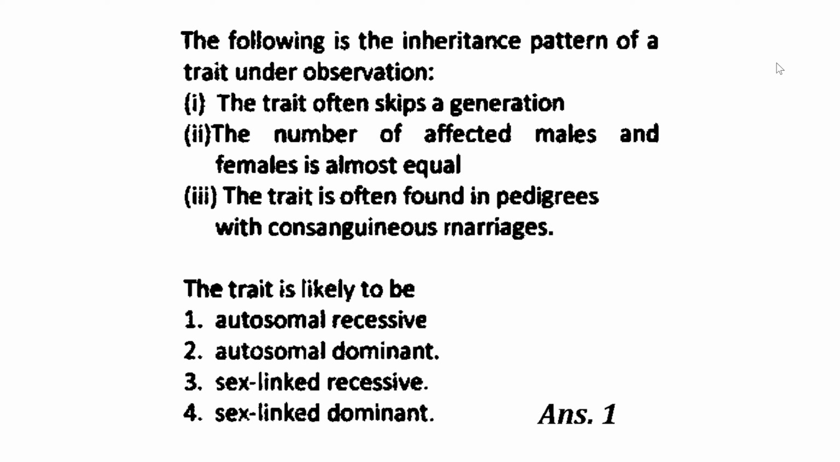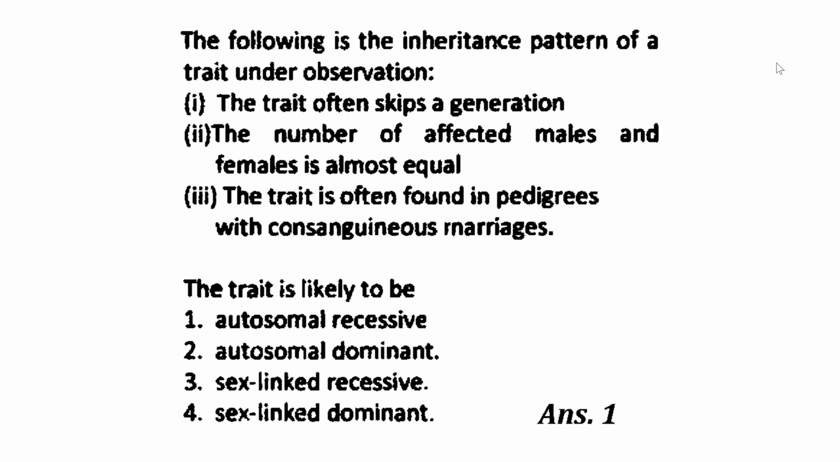Next, the following is the inheritance pattern of a trait under observation. The trait often skips generations. The number of affected males and females is almost equal. The trait is often found in pedigrees with consanguineous marriage. The trait is likely to be: autosomal recessive, autosomal dominant, sex-linked recessive, sex-linked dominant. The right answer is option 1, autosomal recessive.